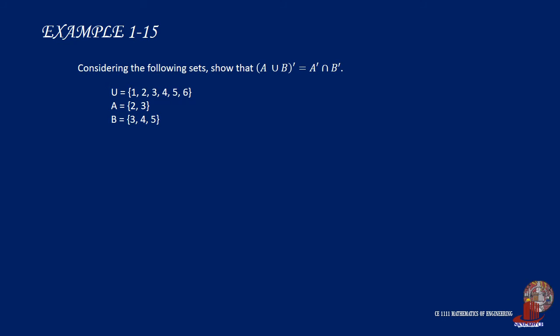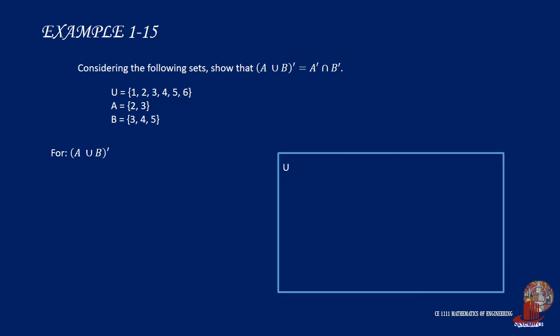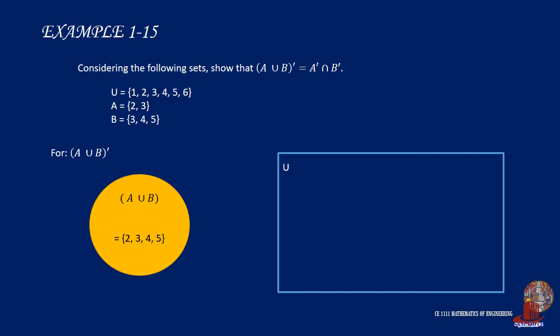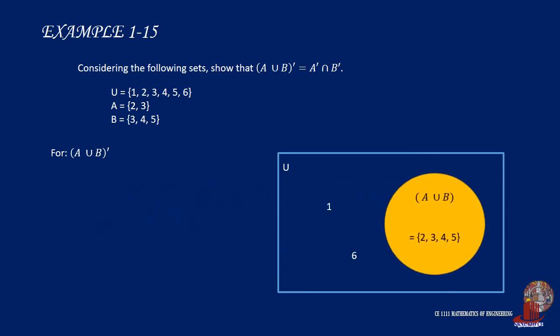we start off with the left side, having A union B, and take its prime. So, working on our union, A union B would turn out as 2, 3, 4, and 5. Taking its complement would be using our universal set that would have 1, 2, 3, 4, 5, and 6. Placing them together, we would have the complement given this time as 1 and 6.